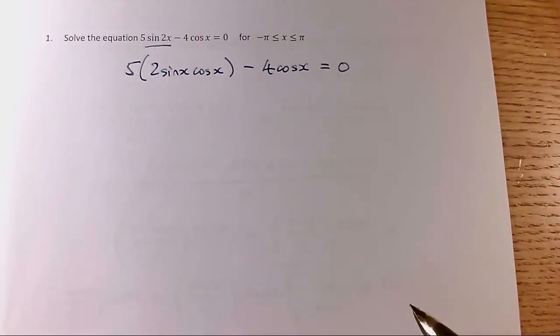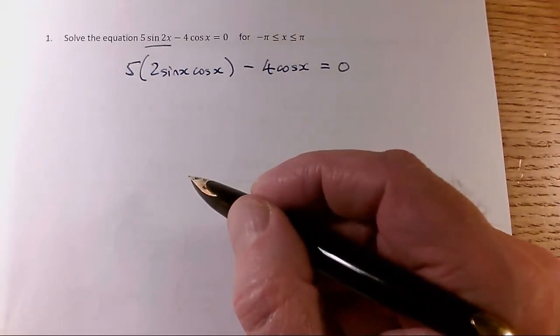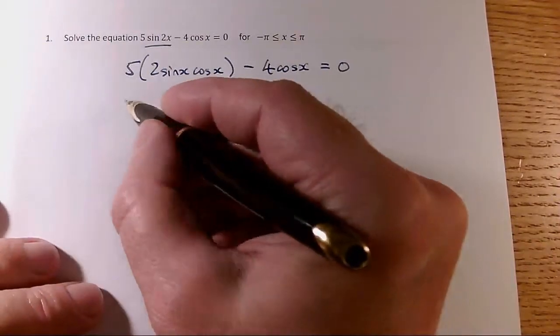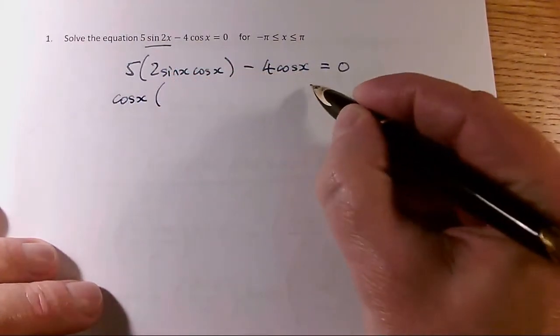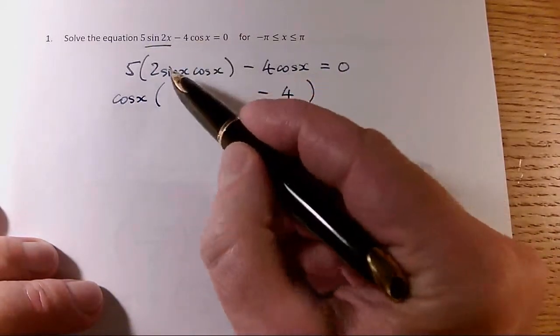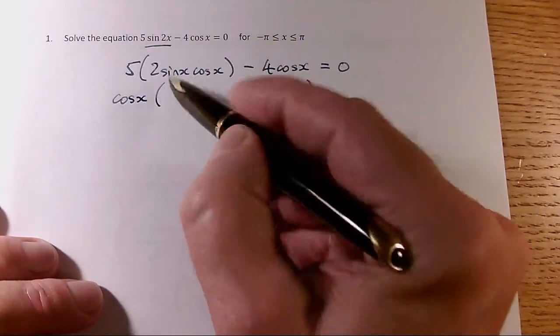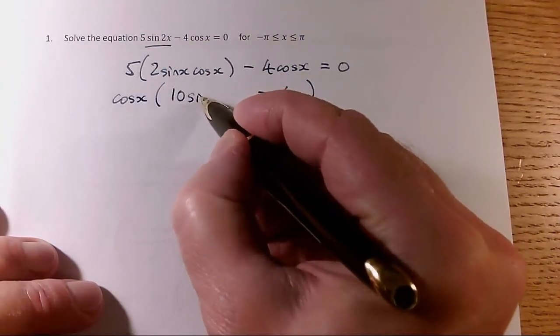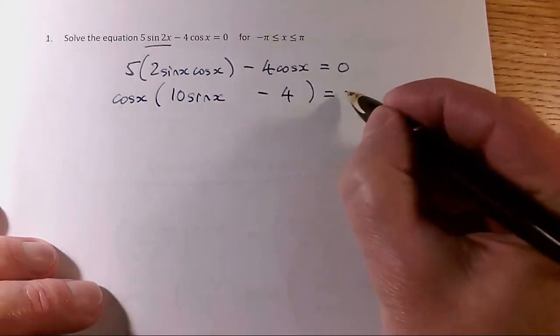Well, the temptation is to divide by cos x. But cos x could equal 0, which we'd have to consider separately. So probably the best way to do this is to take out cos x as a factor. So I'm going to get minus 4 here, because I'm taking away 4 cos x. And then this term here, there's a cos x in it, but it's 5 times 2 sine x. So this is 10 sine x times cos x, which I've got here. And this has to equal 0.